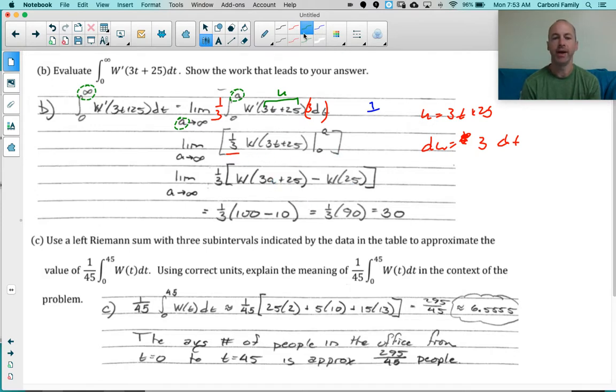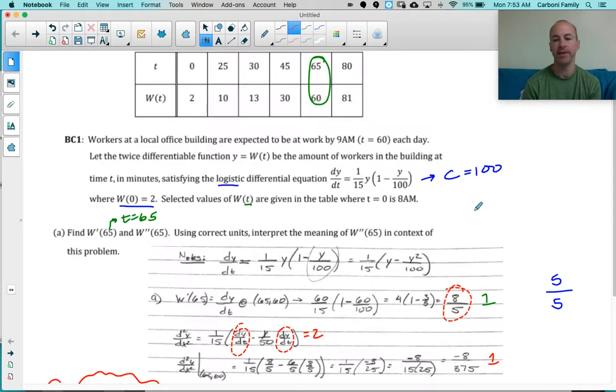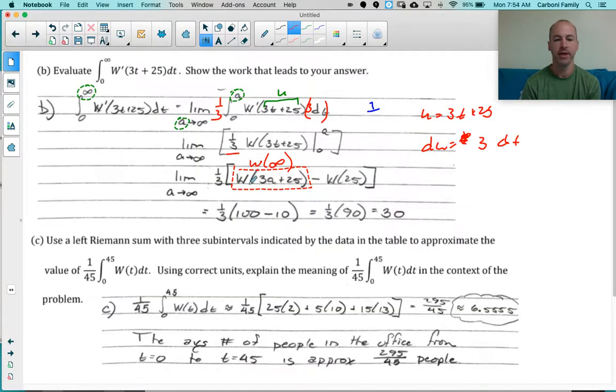And right here, if a is approaching infinity, this is essentially w of infinity. What is the population or the amount at time infinity? And that's where recognizing the carrying capacity comes into play, because as time goes to infinity, any logistic model will approach its carrying capacity. And so that's where the 100 came from. W of 25 came off the table, and you end up with 30 for your answer.